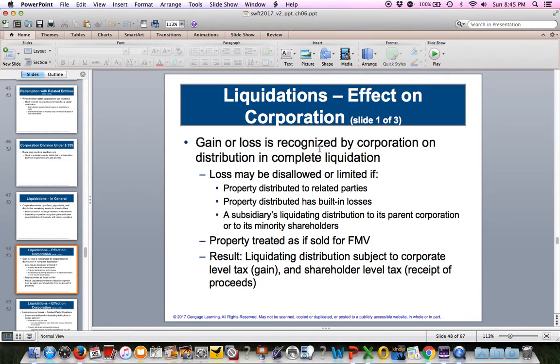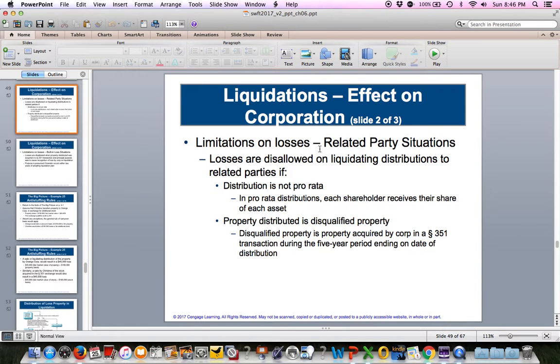Gain or loss is recognized by a corporation on distribution in complete liquidation. Loss may be disallowed or limited if property is distributed to related parties, property distributed has built-in losses, or a sub's liquidating distribution goes to its parent corp or its minority shareholders. Property is treated as if sold for fair market value. The result is a liquidating distribution subject to corporate-level tax on gain and shareholder-level tax on receipt of the proceeds. So potentially there are some rules there we have to be concerned about with liquidations.